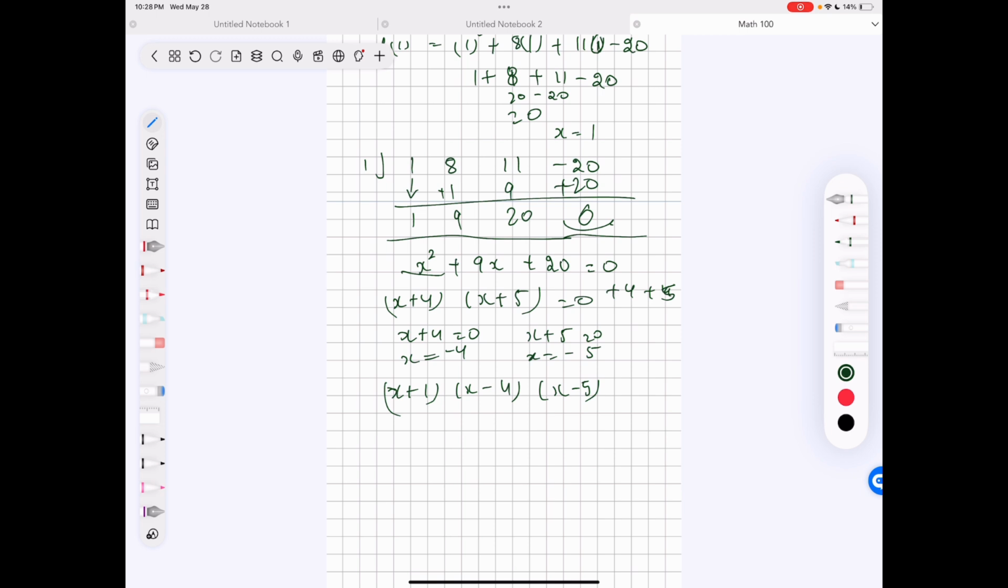So the multiplicity of each factor is 1. So this is our final answer: f of x equals x minus 1, x plus 4, x plus 5.